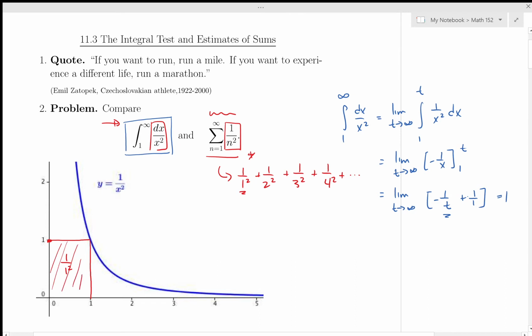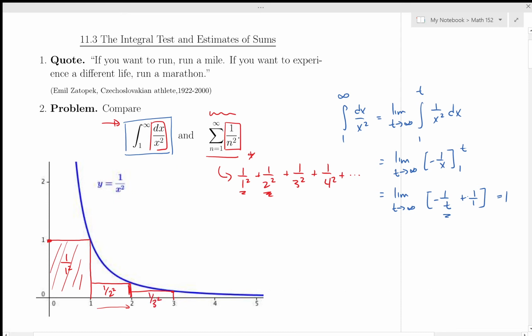And then if I look at the next number there, 1 over 2 squared, I have a rectangle here also of width 1. I make my rectangle like that, and the height of this rectangle is 1 over 2 squared, so the area is the width times the height, 1 times 1 over 2 squared. So the area right here is 1 over 2 squared. And then the area right here is 1 over 3 squared.